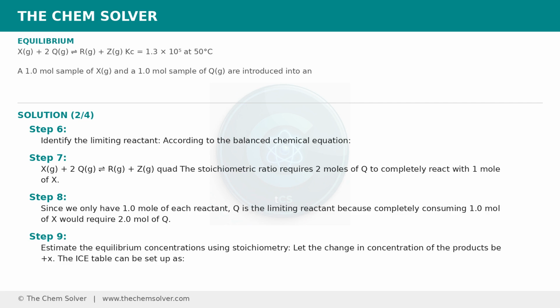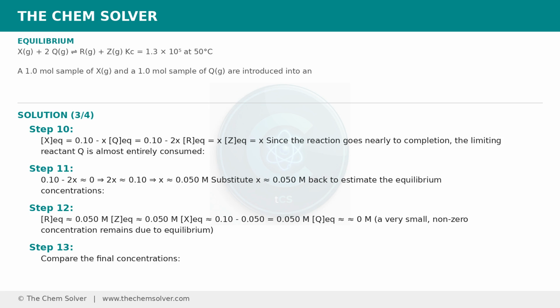Estimate the equilibrium concentrations using stoichiometry. Let the change in concentration of the products be plus x. The ICE table can be set up as: Q initial equals 0.10, X change, Q equals 0.10 minus 2x, R at equilibrium equals x, Z at equilibrium equals x. Since the reaction goes nearly to completion, the limiting reactant Q is almost entirely consumed, 0.10 minus 2x approximately 0, therefore 2x approximately 0.10, therefore x approximately 0.050 molar.